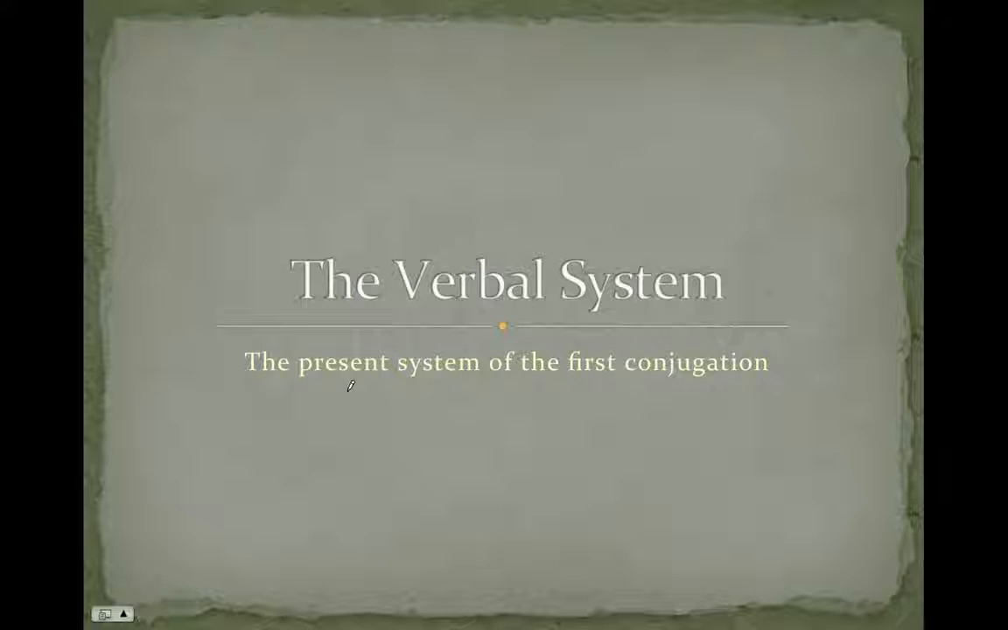It's now time to actually learn how to form verbs in Latin. And we're going to start with what's perhaps the easiest, that is the present system of the first conjugation. And so remember, the present system refers to the present tense, I am walking, I love, the imperfect, I used to love, or I was loving, and the future, I will love, or I will be loving.